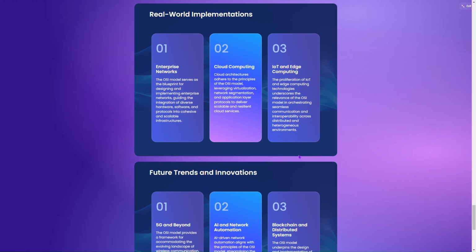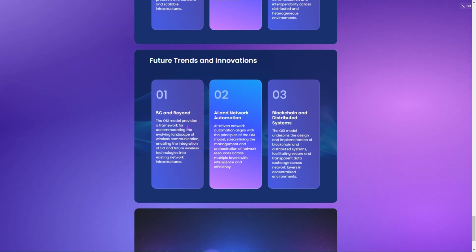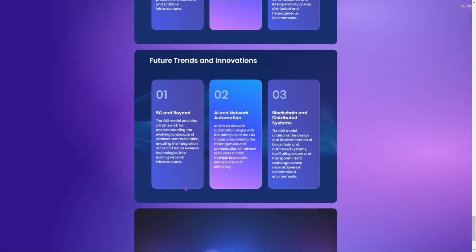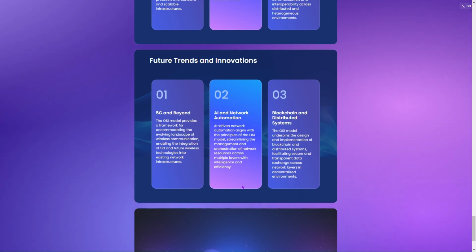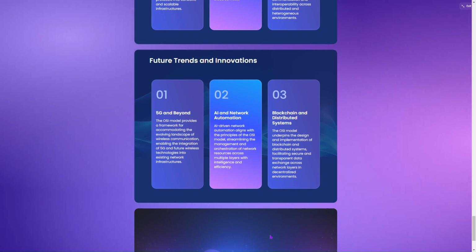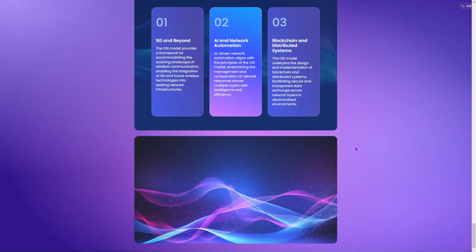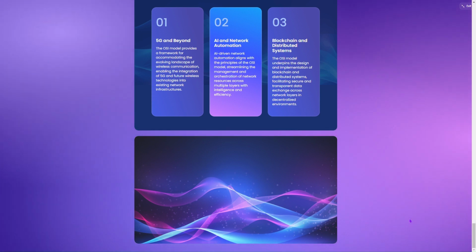Future trends and innovations. 1. 5G and beyond. The OSI model provides a framework for accommodating the evolving landscape of wireless communication, enabling the integration of 5G and future wireless technologies into existing network infrastructures. 2. AI and network automation. AI-driven network automation aligns with the principles of the OSI model, streamlining the management and orchestration of network resources across multiple layers with intelligence and efficiency. 3. Blockchain and distributed systems. The OSI model underpins the design and implementation of blockchain and distributed systems, facilitating secure and transparent data exchange across network layers in decentralized environments.